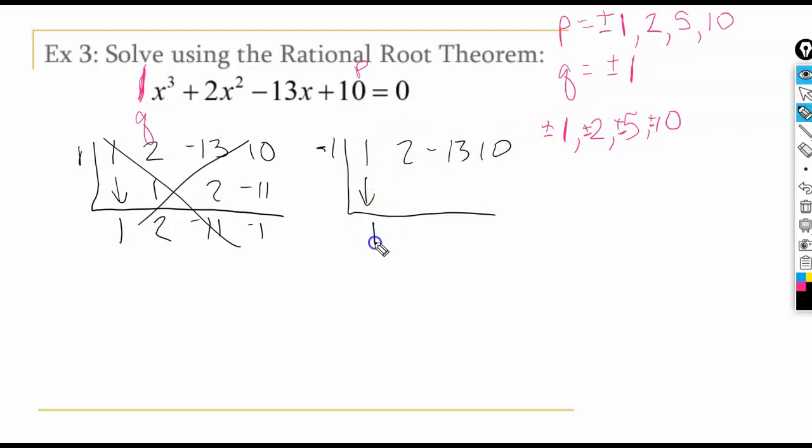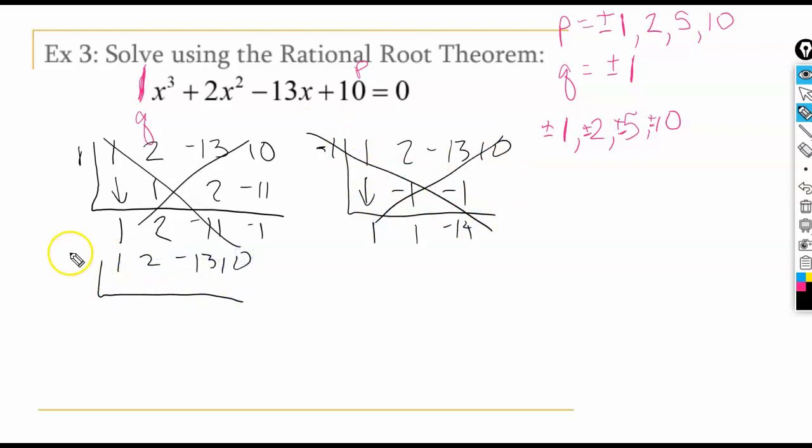So now I'm going to do negative 1. So 1, negative 1, 1, negative 1, negative 14. Nope, that's going to give me a remainder too. All right, 1, 2, negative 13, 10. Let's try 2. 1, 2, 4, 8. That would be negative 5, and that would be negative 10, and that would be 0. Bingo! So 2 actually ended up being one of the rational roots.